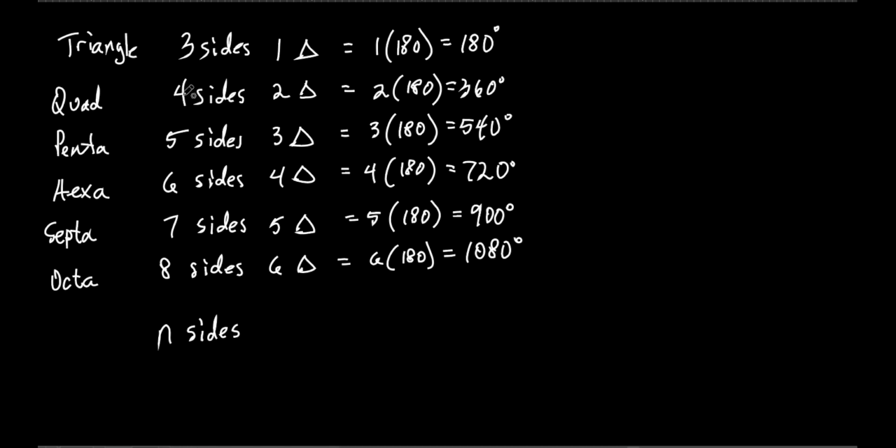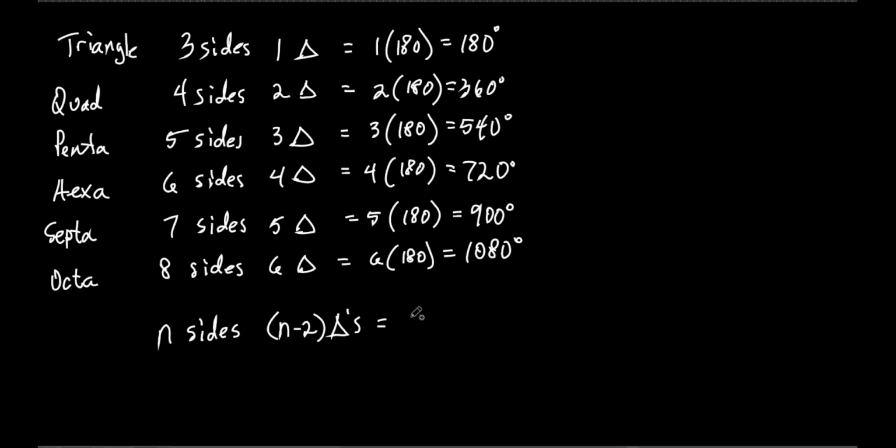Look at it. I went 4 to 2. I went 5 to 3. I went 6 to 4. I went 7 to 5. I went 8 to 6. What did I do every single time? I subtracted 2, so it's going to be what, Hunter? N minus 2, right. So I'm going to have n minus 2 triangles. Agreed?